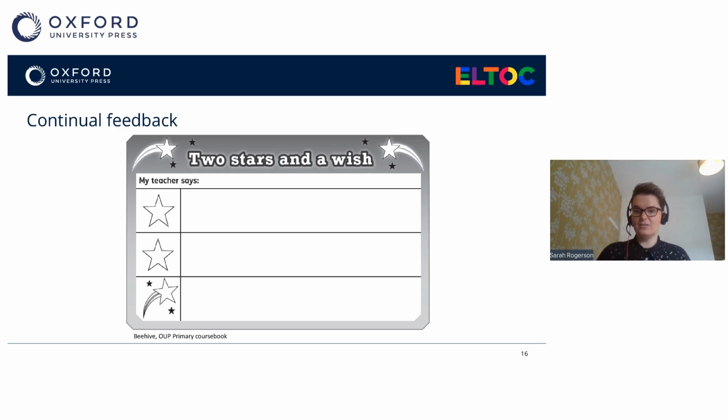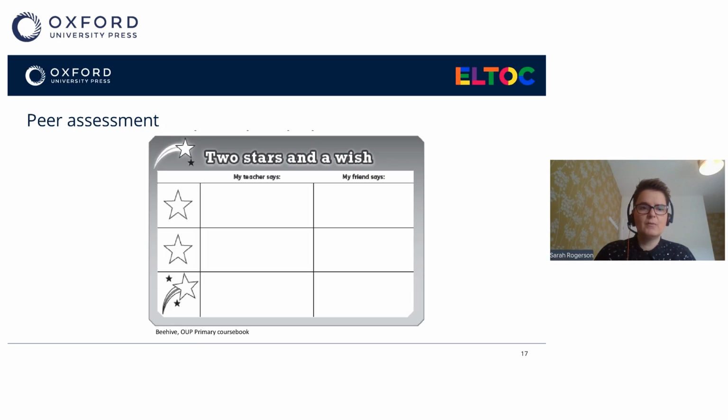And again, that could be anything. That could be about grammar or pronunciation, but it could also be, next lesson, I want you to really focus on helping this other person who I'm going to place you with. So 2 stars and a wish is a really good way of doing continual feedback. And then when he spoke about peer assessment, 2 stars and a wish again.